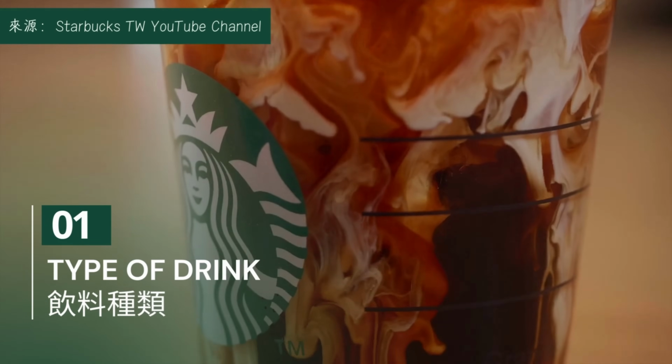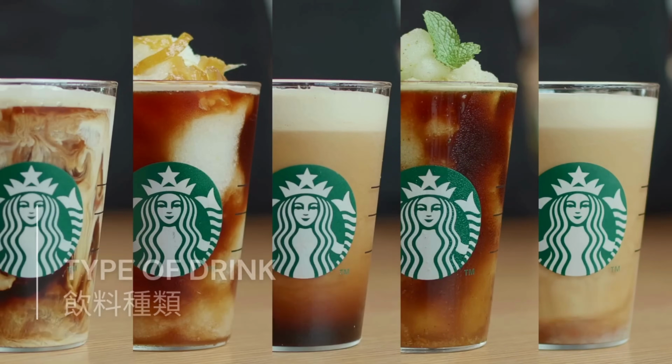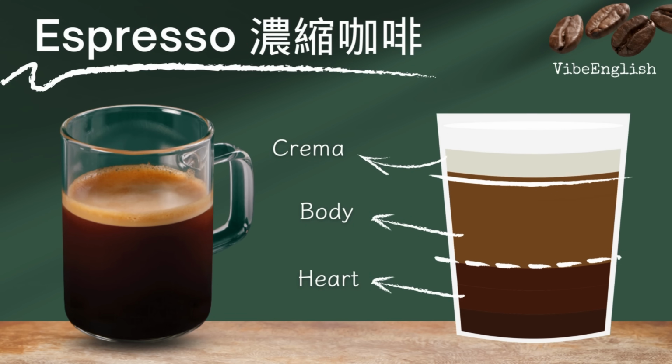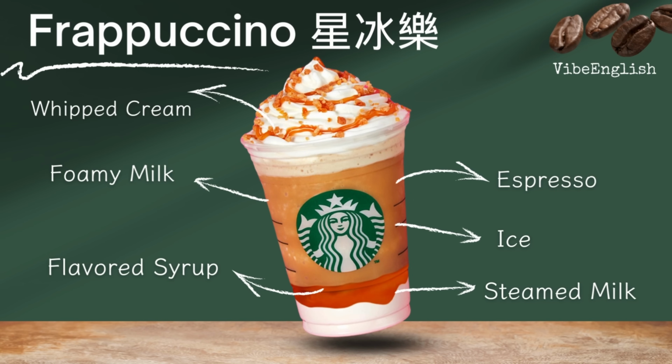好了，我们开始点餐。第一步，选择饮料的种类。浓缩咖啡 Espresso. 星冰乐 Frappuccino.